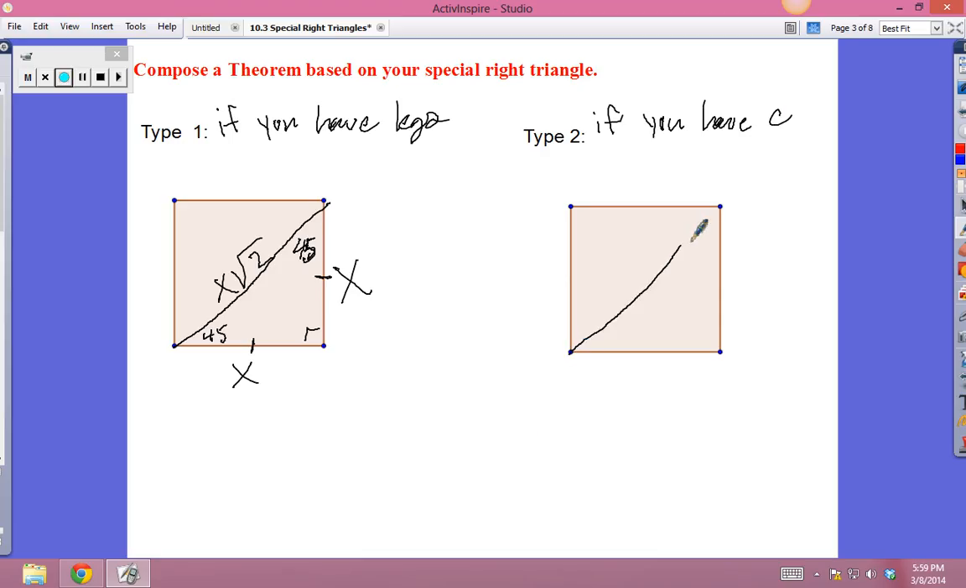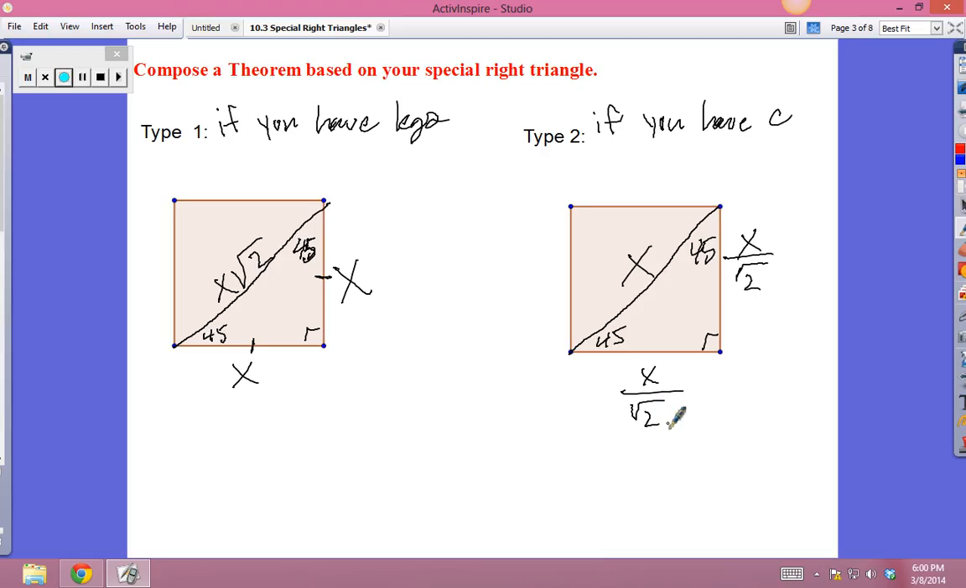So if I have the diagonal right here, if they tell me this is x, and this is a 45, 45, 90, and you are asked to work backwards and come up with the legs, you're just going to do the opposite. You're going to take whatever the hypotenuse is, and you are going to divide it by square root of 2. And this leg is going to be the exact same thing. It's going to be x divided by square root of 2.